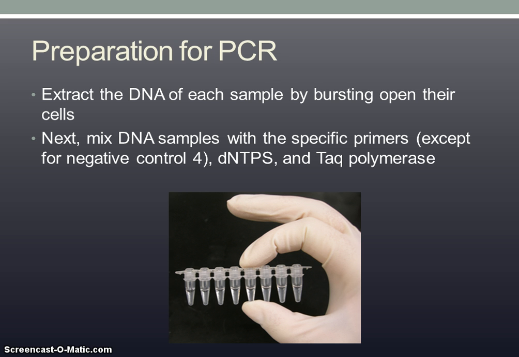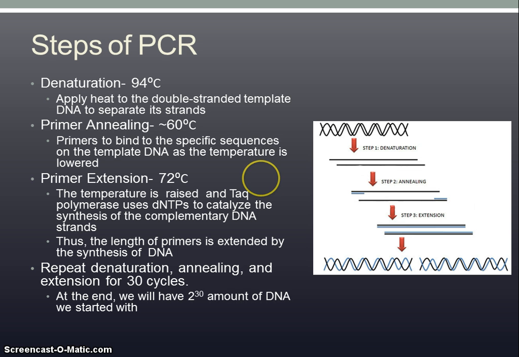So before we actually begin the process of PCR, we have to first extract the DNA of each of our samples by bursting open their cells. And then we mix our DNA samples with the specific primers, except for negative control 4, the dNTPs, and also Taq polymerase. So now that we've successfully created our samples, we are going to proceed through the steps of PCR.